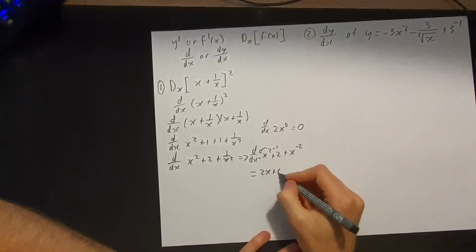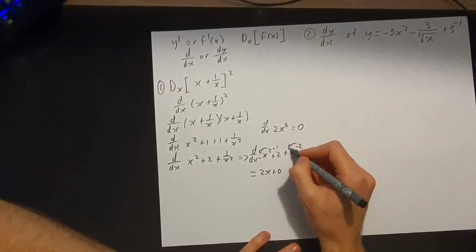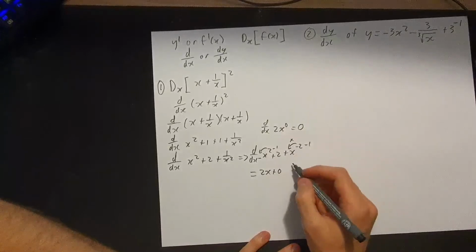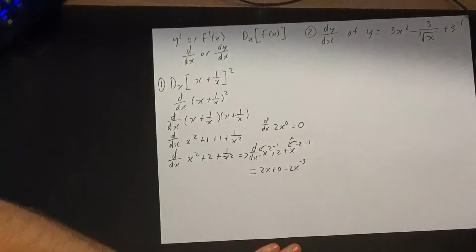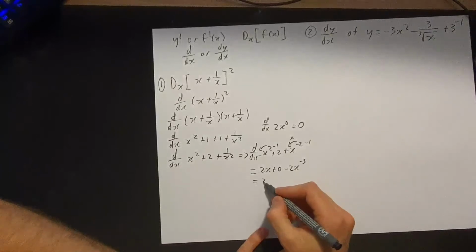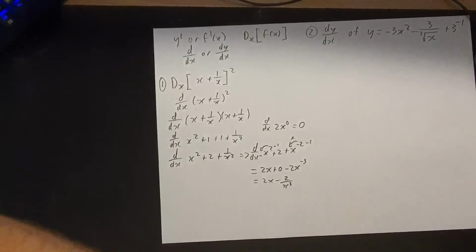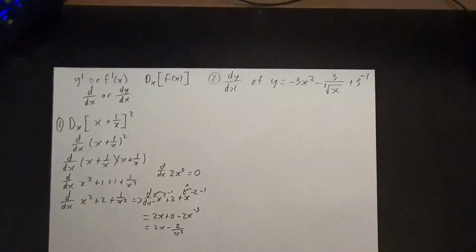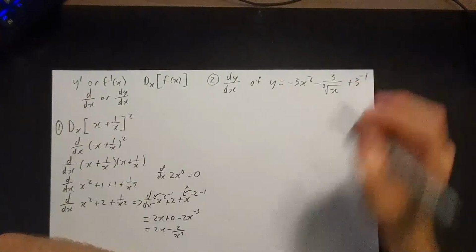Okay, so plus 0, and now we're going to multiply that down, minus 1, so that's going to be minus 2x minus 3. Okay, and you can just leave it in that form over there. If you wanted to simplify it, it's just 2x minus 2 over x cubed. Okay, so not too difficult there. This one over here might be a little bit tricky with the cube root.